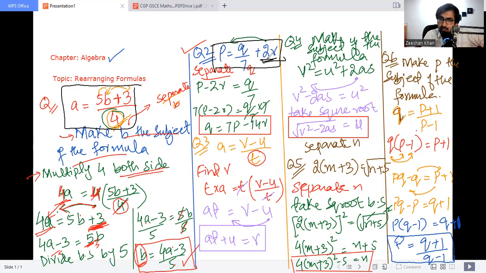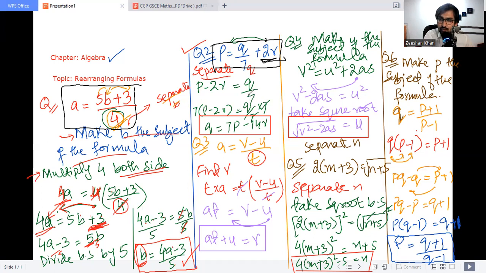So therefore, our first step here would be to remove this 2r, because this is a separate term. So you will remove this separate term, which is 2r, to the other side of equality. So it was plus 2r. When we shift it to the other side, it would become negative 2r. So p minus 2r. And what are we left with here? q minus q by 7.